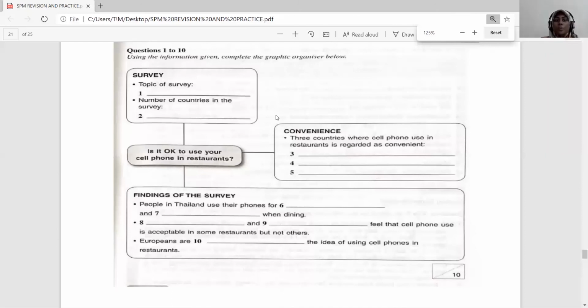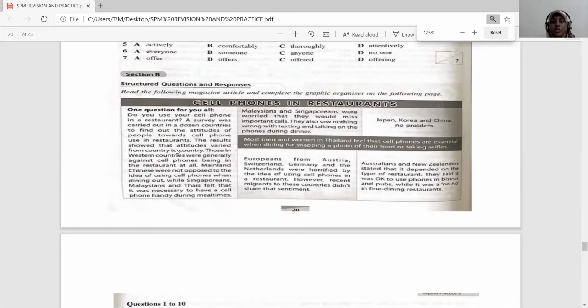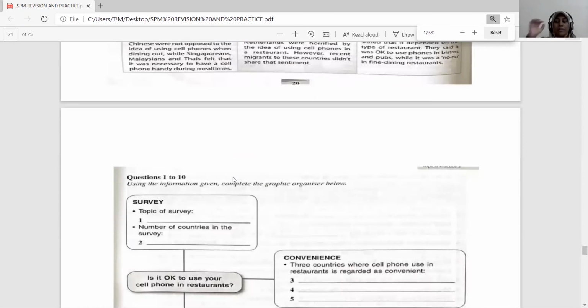Okay, what is the topic of the survey? What do you think the topic of the survey will be? Maybe you can say cell phones in restaurants, yes, but you can say attitude towards cell phones in restaurants because different countries have different attitudes. Some they accept, some they don't accept, right? Some they don't bother, right? So attitude towards cell phones in restaurants.